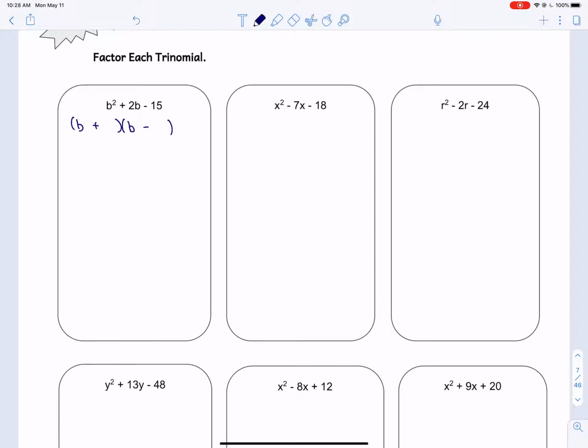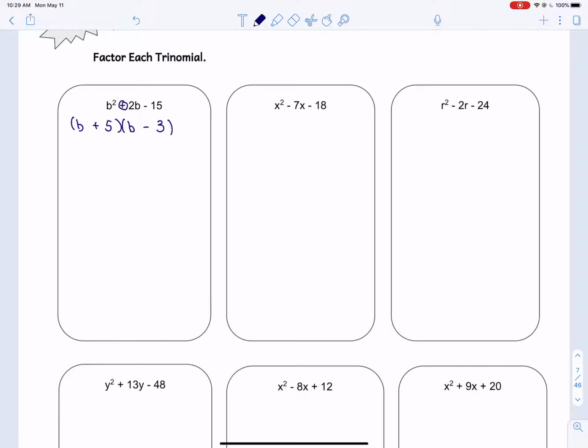All right, so let's think about this. Factors of 15 that we can subtract to get 2. So 1 and 15, we subtract that, that's 14. That's not going to work. So how about 3 and 5? If we subtract 3 from 5, we get 2. So that will work. So it's 5 and 3. But it's very important that we know where each of those goes. We're going to end up with a positive number when we combine like terms, so the larger of those two factors has to go with the plus, and the smaller goes with the minus.